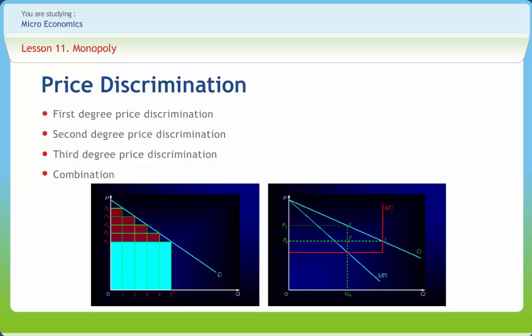Perfect price discrimination occurs when the producer is able to charge every consumer the price he is willing to pay. In this case, the consumer surplus will be equal to zero. This is shown in the first diagram here.